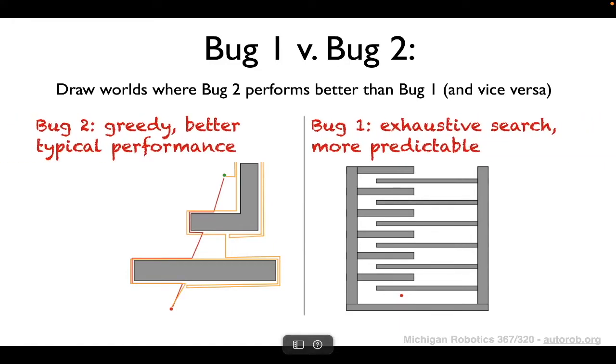And so some general characteristics of these algorithms would lead to better or worse performance depending on the environment that they're in. For bug 2, it's a greedier algorithm because it uses that m-line as a sort of guiding line. So typically in environments where greedy performance would be beneficial, bug 2 will have better performance. Whereas bug 1 does a more exhaustive search. So for cases where a greedy approach will be penalized, which is the case in the right-hand example, bug 1 can be beneficial and have more predictable performance.